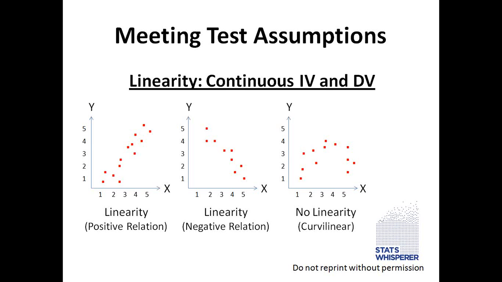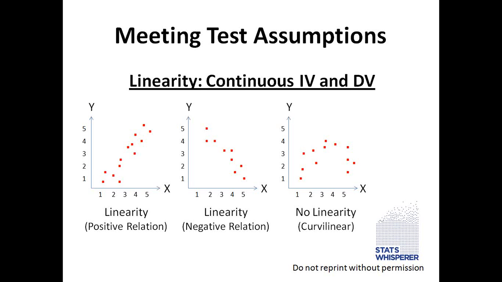That means this. So the first one here, we have linearity. It's a positive relationship. You can see the dots: as you have 1 on the x-axis, you have 1 on the y-axis, and then 2 on the x-axis, 2 on the y-axis, and it just keeps following up from there to where the dots meet at the 5 and 5 juncture.